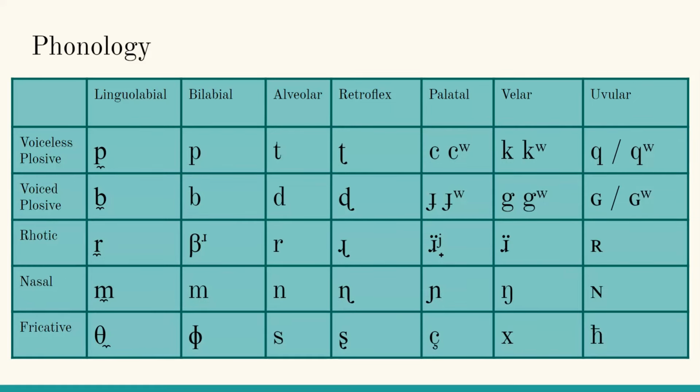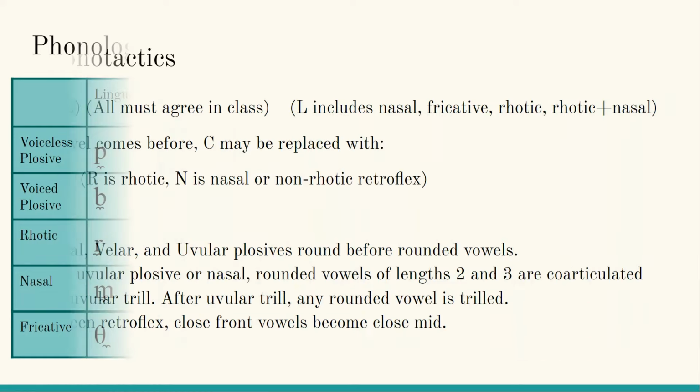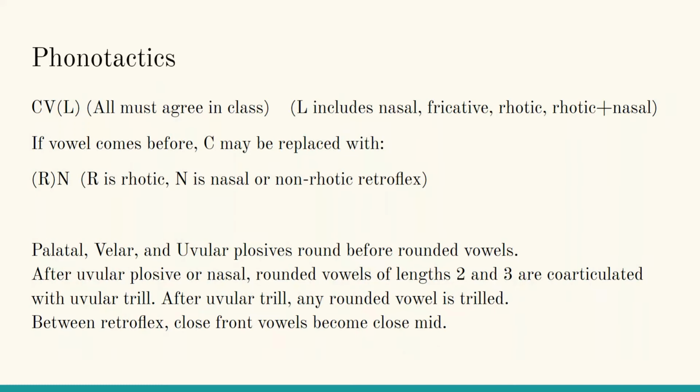At the core is phonology. There are 7 places of articulation, referred to as classes. There are also 5 types of consonants per class. You can see a graphic on screen. Each syllable carries 1 class and usually has 1 consonant. Rhotics of the same class may occur before a nasal or non-rhotic retroflex, but only if there's a vowel before.